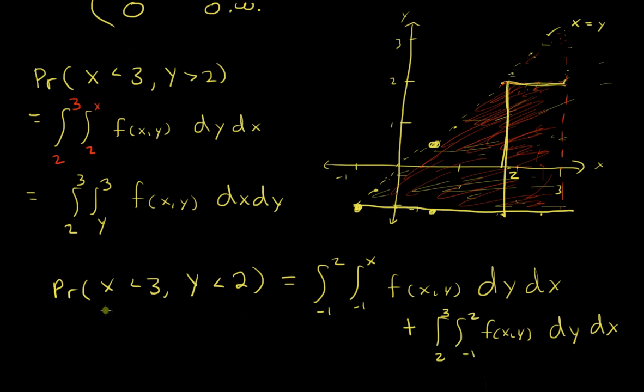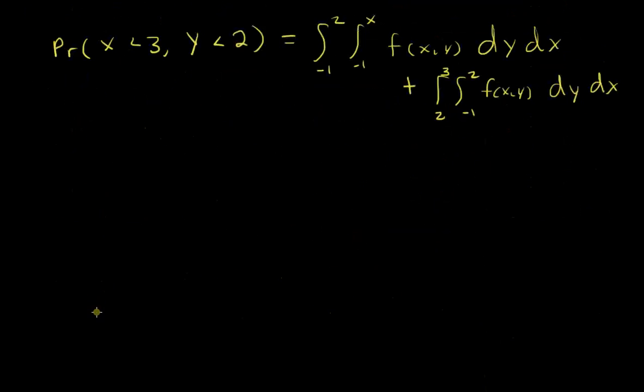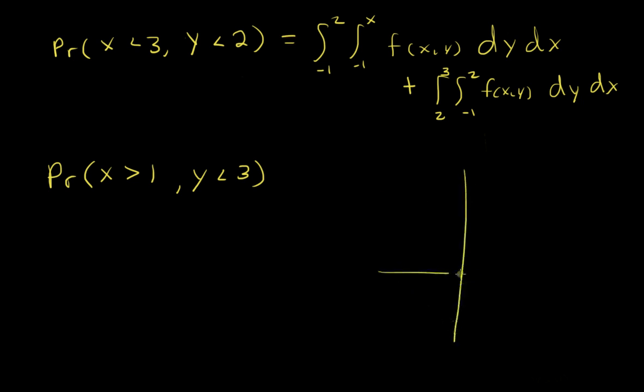All right. Let me go ahead and change this up a little bit. Let's make it a little bit more difficult: how to find the probability x is greater than 1 and y is less than 3. Always start by drawing your original support. 1, 2, 3, 1, 2, 3.